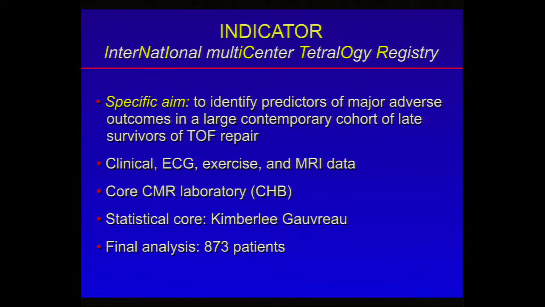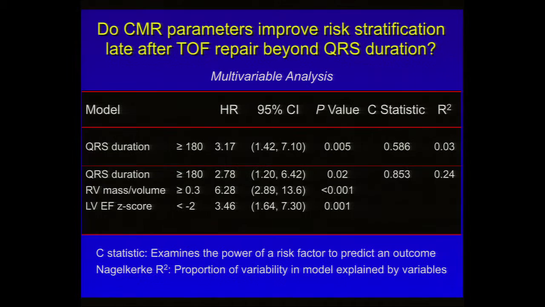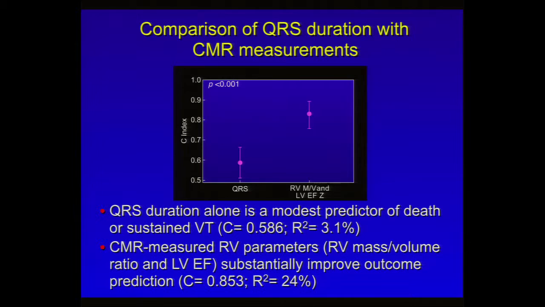We aimed at looking at risk factors for hard outcomes in patients with repaired tetralogy of Fallot, specifically death and sustained VT. And what we found by multivariable analysis is that QRS duration does predict the outcome, as previously has been shown, but the strength of the model, measured by C statistics, is actually relatively modest. If you use QRS duration and MRI parameters, then the ability of the model to predict the outcome increases substantially.